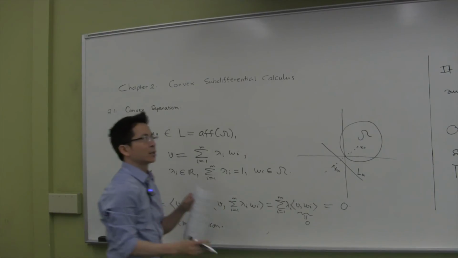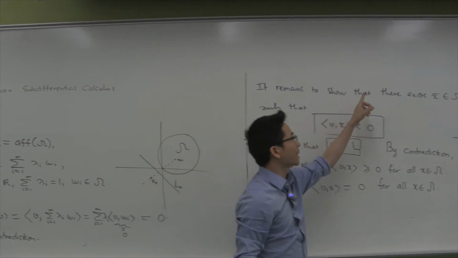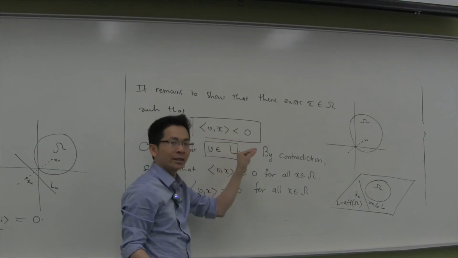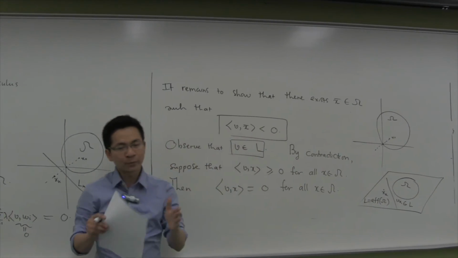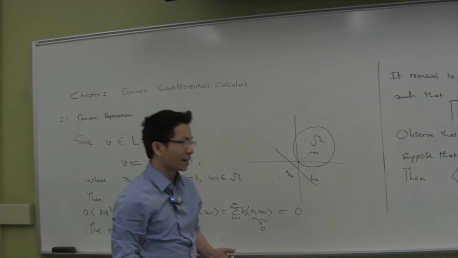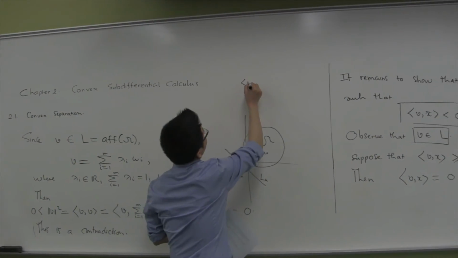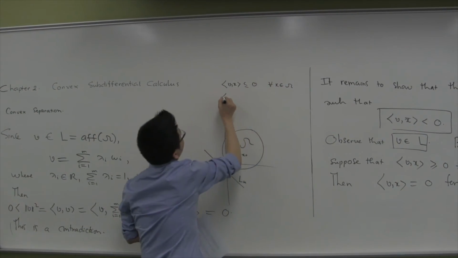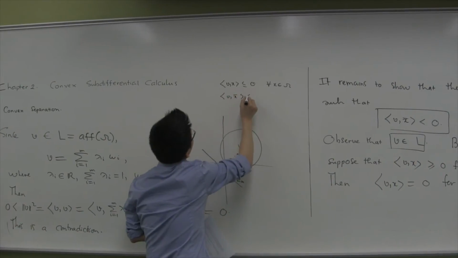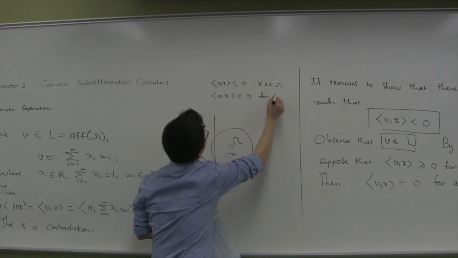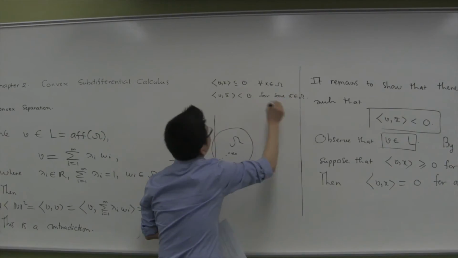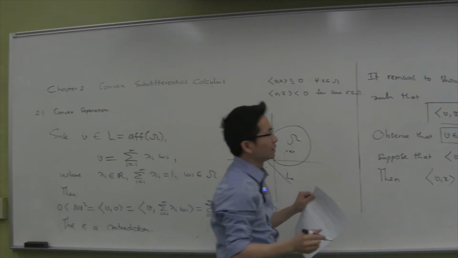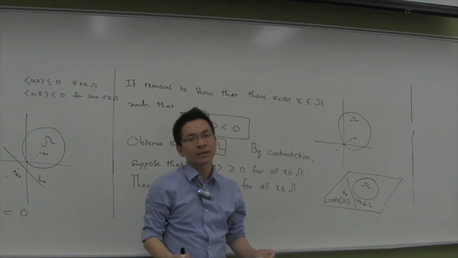Okay, so this contradiction shows that there exists some x bar in omega, so that the inner product of V and x bar is strictly less than 0. Okay, so we have proved that two properties are satisfied. The inner product of V and x is less than or equal to 0 for all x in omega, and the inner product of V and x bar is strictly less than 0 for some x bar in omega. Therefore, by the definition, the set omega and 0 can be properly separated.